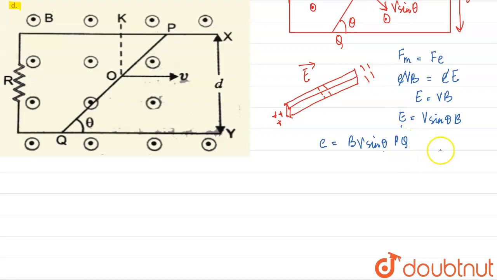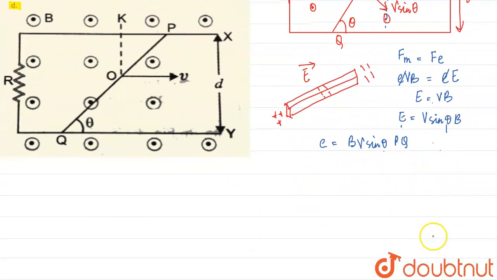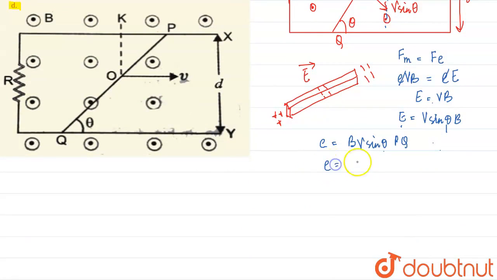Okay, now see this thing. What is this PQ length? If we drop a perpendicular here, sin theta in this triangle would be perpendicular, that is D, because this distance will also be D, by hypotenuse, that is PQ. So PQ will be D by sin theta. So here we can replace PQ: B v sin theta into D by sin theta, right? Sin theta and sin theta cancel out. So E is equal to BVD.